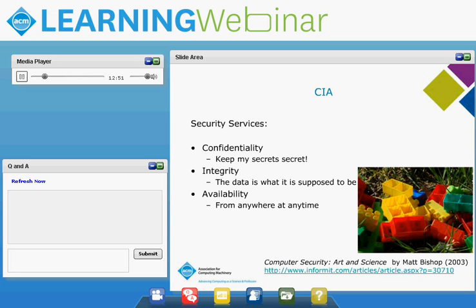Availability: I need to know that I can get access to data or systems or whatever I need, anywhere at any time. Conversely, it shouldn't be available to someone who shouldn't have access to it, so it still needs to keep that confidentiality. If you want to know more about this, Computer Security: Art and Science is a book by Matt Bishop. Matt Bishop is fantastic for computer security. I highly recommend any of his work, this book and anything else he's written. If you want to see the first chapter, which talks about this and the next couple of slides, I've provided the link.